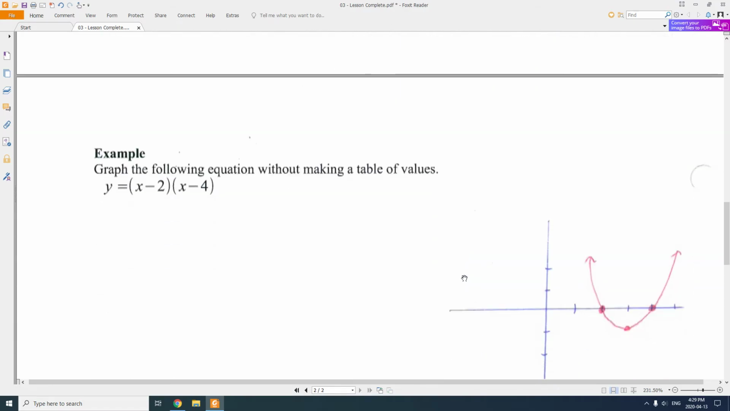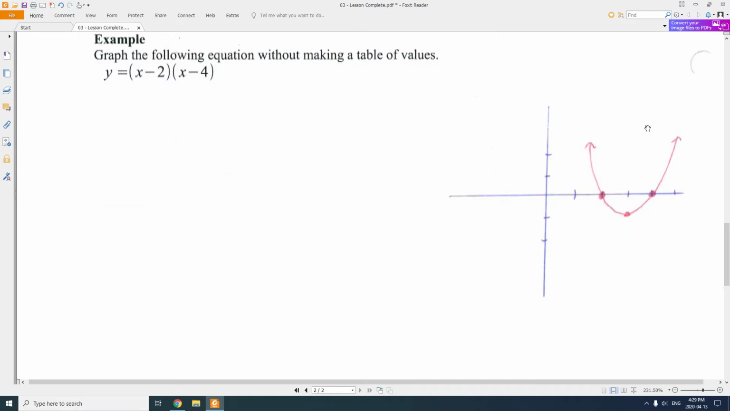All right, let's do some calculations with these. Oh, I think I've given you the answer, but ignore that for now. Okay, so we are asked, given this equation, graph the following equation without making a table of values.